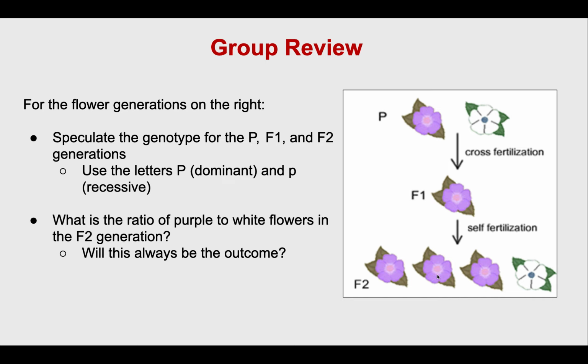What about for this next flower? Two big P's, yes, big P, big P. What about the next combination? Another big P, little p. Those are the three ways that we can get that dominant trait to appear. Two of these are going to have the big P, little p. What about this white flower? What is the genotype there? Little p, little p, yes. We know they're both little because they're showing the recessive phenotype. So what is the ratio of purple to white flowers in the F2 generation?